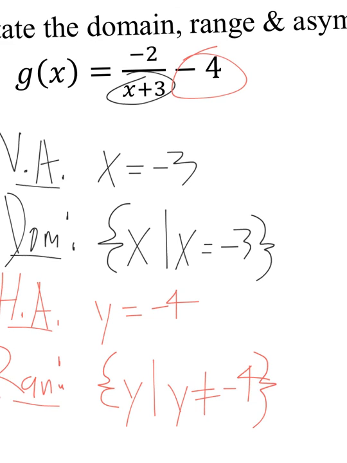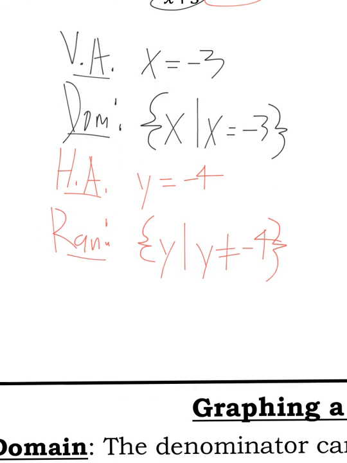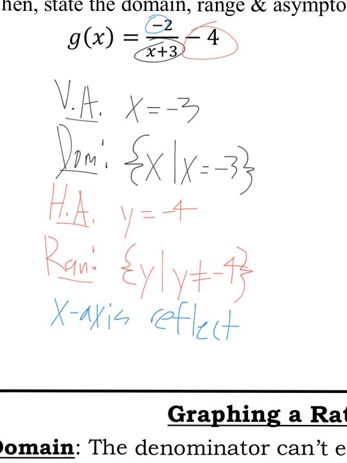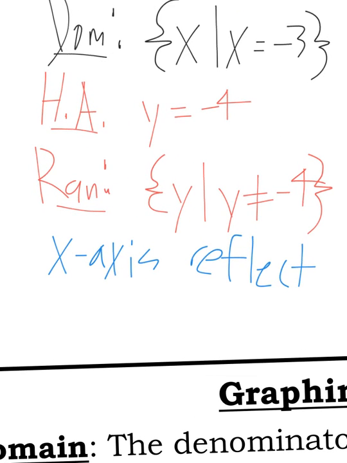So now we need to identify our transformations. Here I have a negative, and so that means I'm going to have an x-axis reflection with that negative. So I'll put x-axis reflect. Okay, and then that +3 is technically on the inside. And see how it made your vertical asymptote go to -3? That means it moved left 3, right? If it's on the x-axis, it can only move left or right. So I'm going to say left 3.